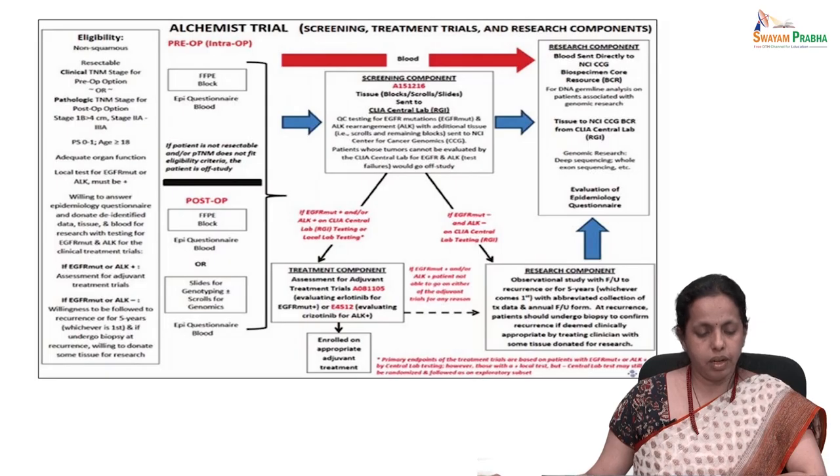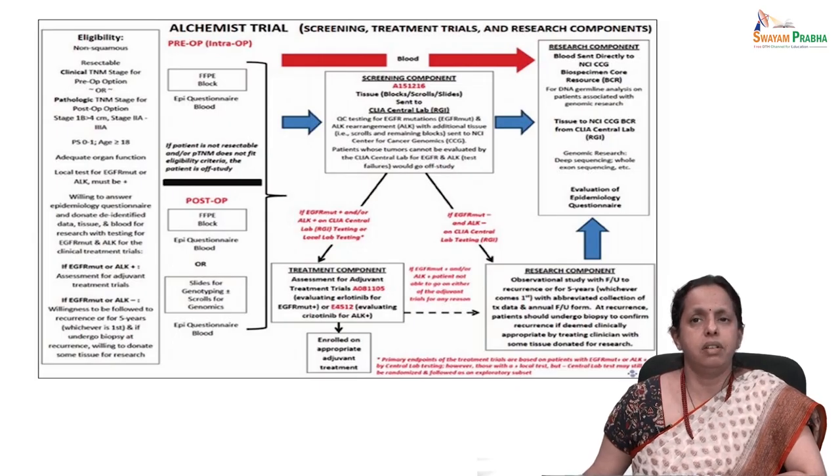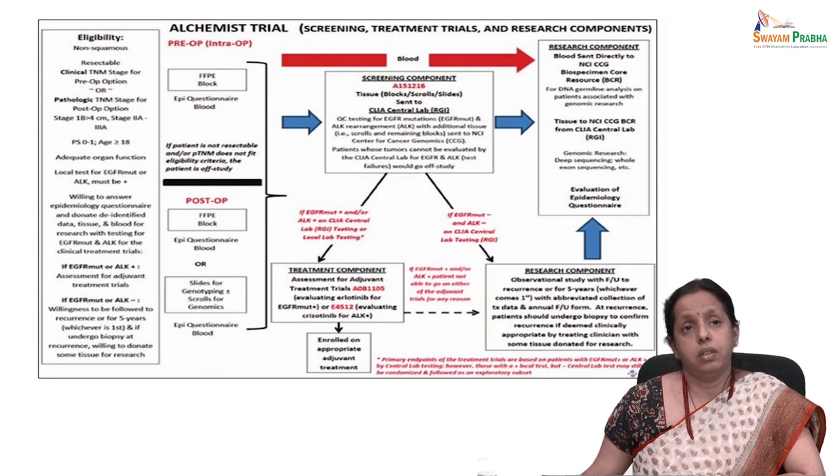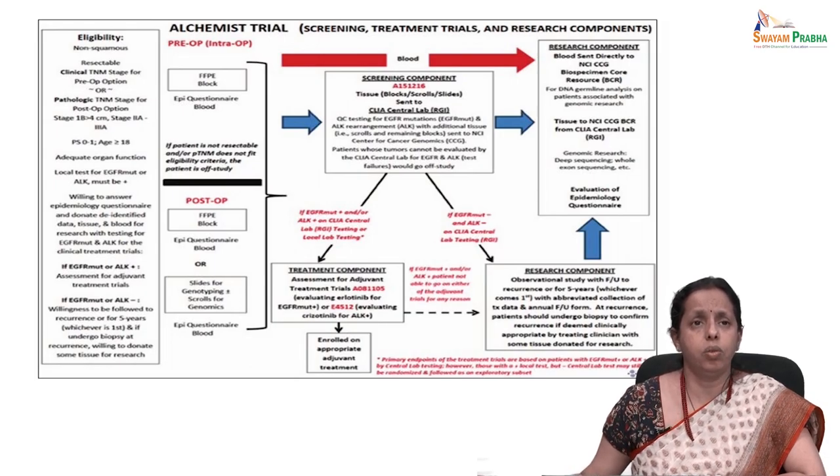So this is one more example, the ALCHEMIST trial. Here you have patients with resectable lung adenocarcinoma, and in this trial they screened tumors for EGFR and ALK mutations. This is the workflow. The clinical TNM status was taken pre-operation, then after the operation the TNM status, then you stage the tumors histopathologically, and look at the age. Then local testing, qPCR for EGFR and ALK, and then the patients go through an epidemiological questionnaire, and all these details are taken.